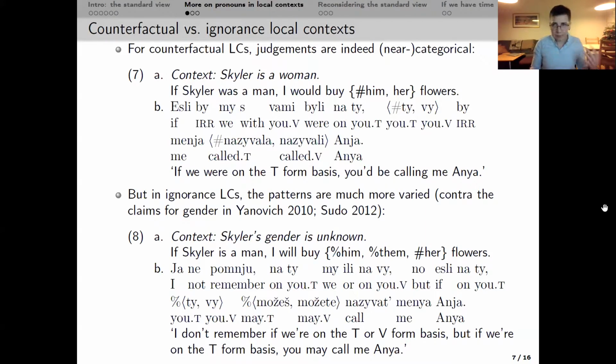And we observe similar gradients and variation for TV features on pronouns. So in a context in which you, say, don't remember the relevant convention between you and the addressee, you could say, look, I don't remember if we are on the T or on the V form basis, but if we are on the T form basis, you may call me Anya. The question is, which form do you use for you, T or V? And the answer is, it varies.